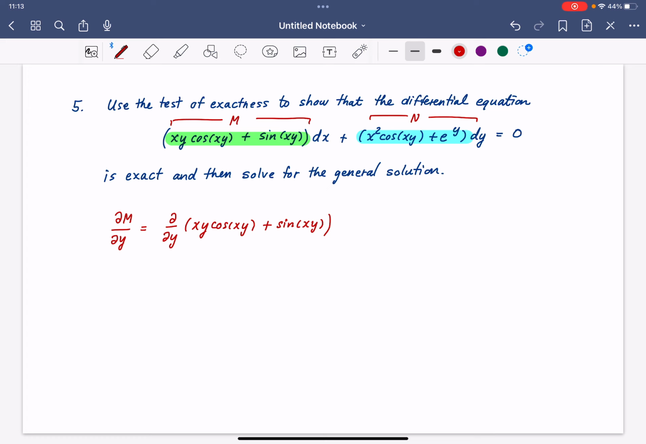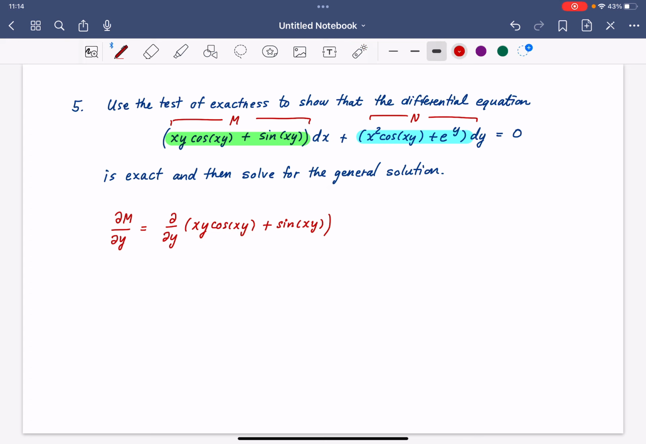So when you differentiate with respect to y, it means you treat x as a constant. So this is actually constant x, constant x. So your y is going to be your variable. So basically, the first term here, when you differentiate it, you need to use the product rule, right? Because you have y here, and you have cosine xy here.